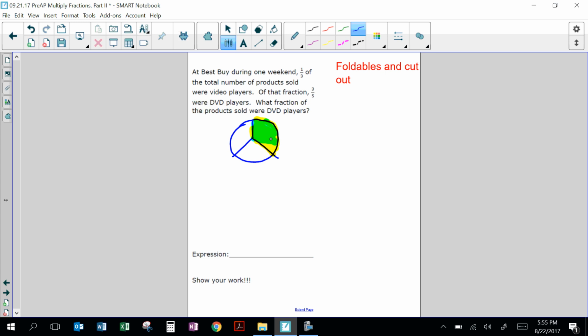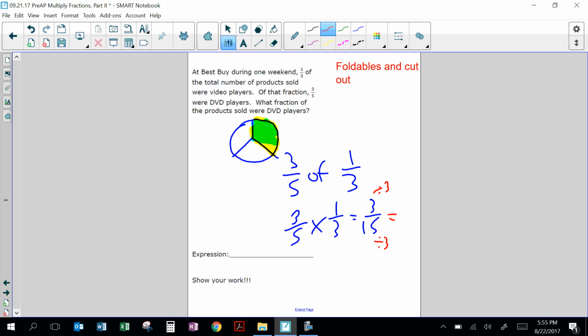So we know it's going to be less than what we start with. So 3/5 of the 1/3 of products are DVD players. That's our expression, so we need to multiply. So we get 3/15. Great answer. Could we simplify it? What can I divide both numbers by? 3. I get 1/5 of the products are DVD players.